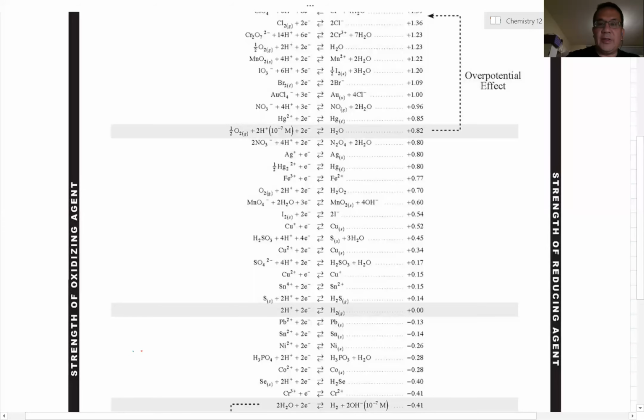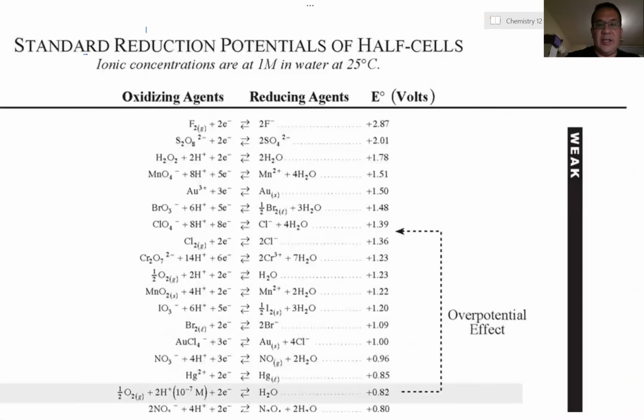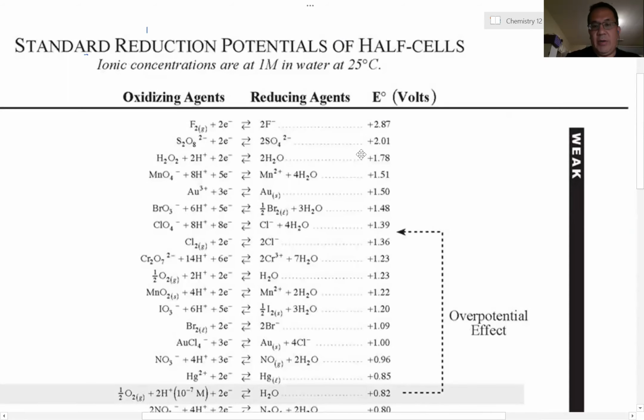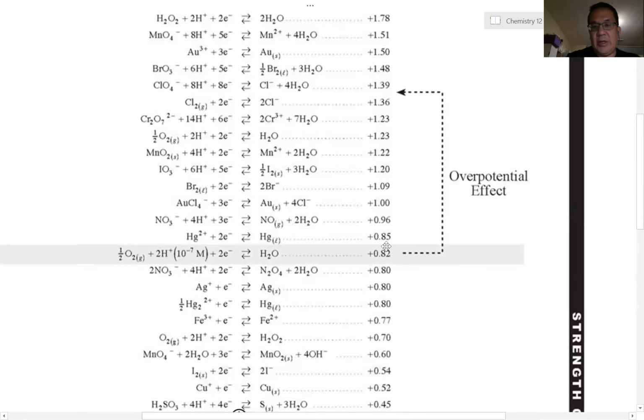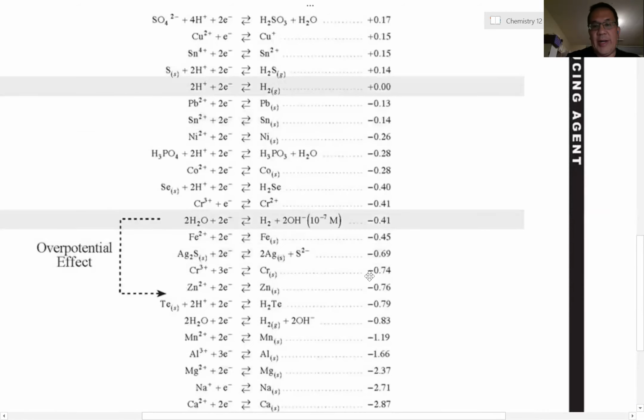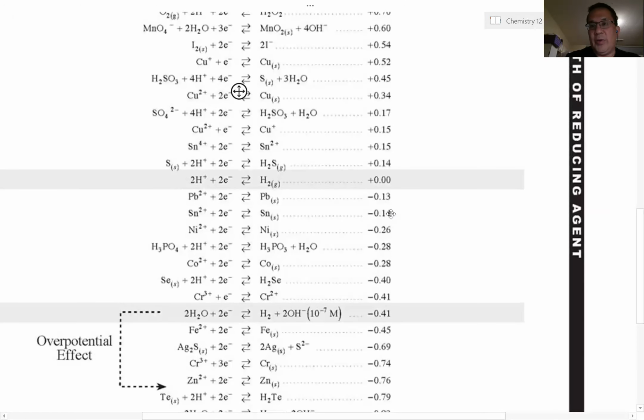But what we want to do is focus on the standard reduction potential table again. Sharing the screen here, I want to focus on these numbers that we have right here on the right-hand side. We've already talked about oxidizing agents and reducing agents, but I want to focus on these numbers. Some of them you notice are positive, some of them are negative, and what's going on with it?